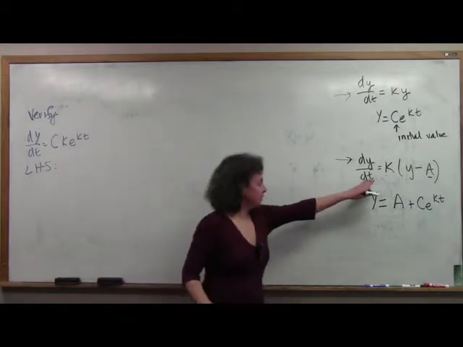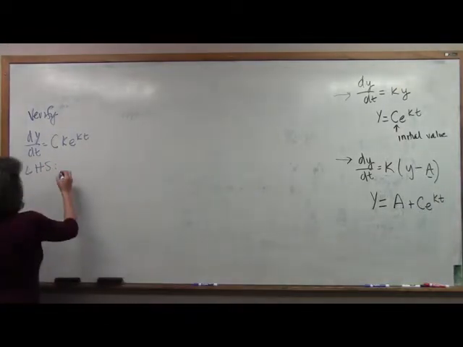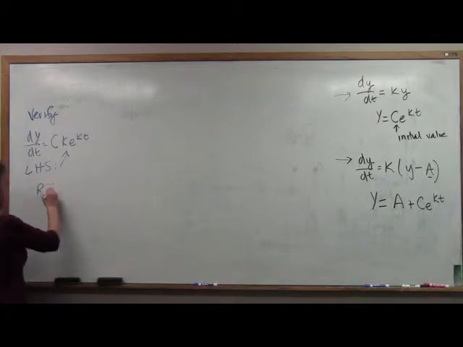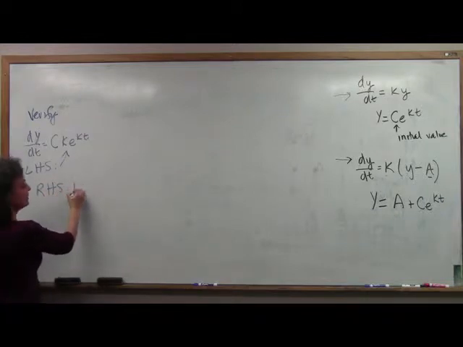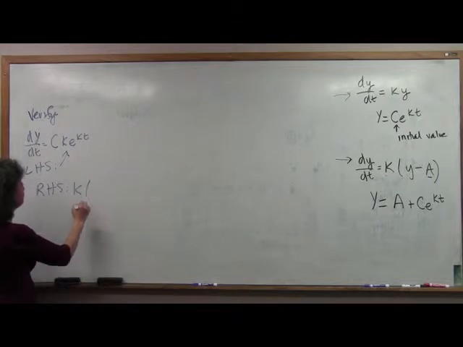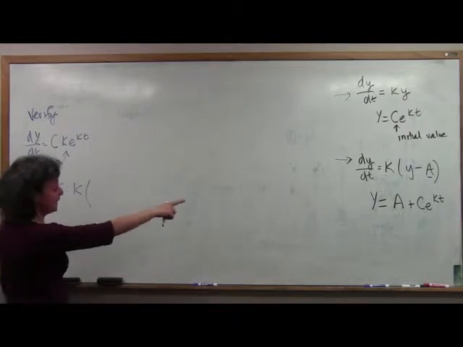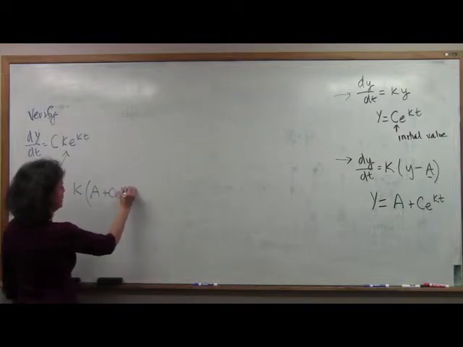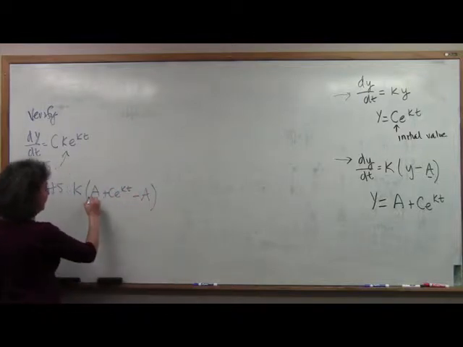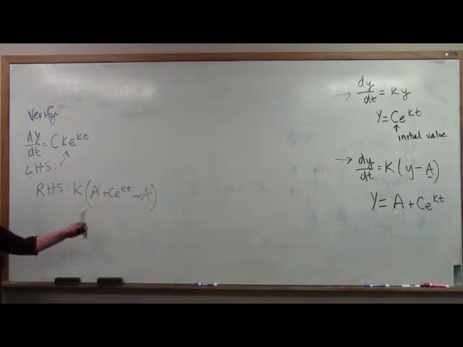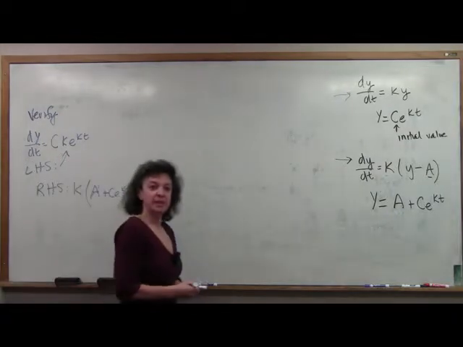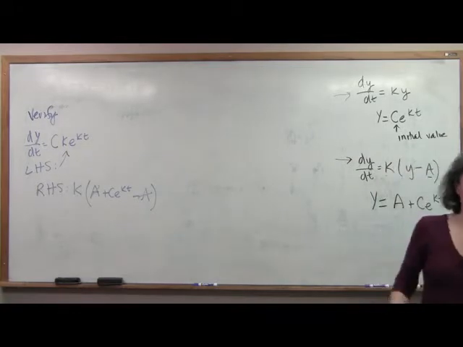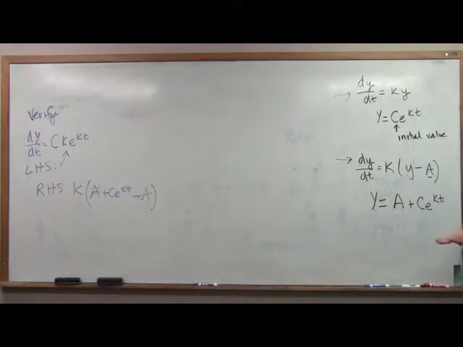Now what I'm going to do is show you the right-hand side. Notice that's k times (y minus a). Well, y is a plus C e to the kt. Subtract off a. Those a's cancel, and we get the same thing. So what I've now shown you is that I am not a liar when I tell you that this is a solution to this differential equation.